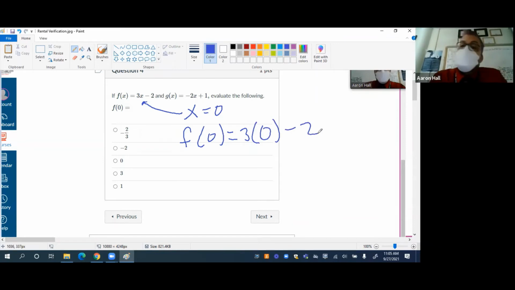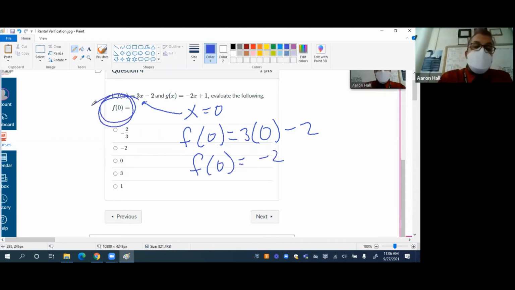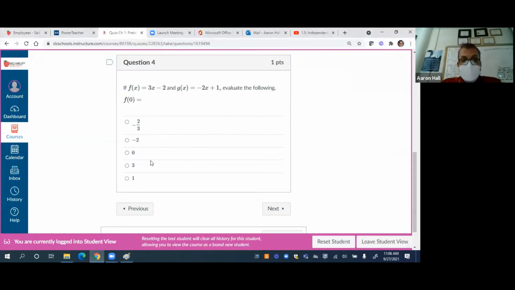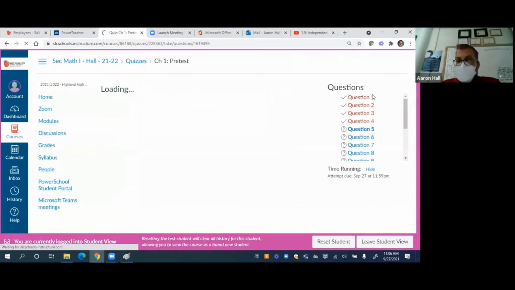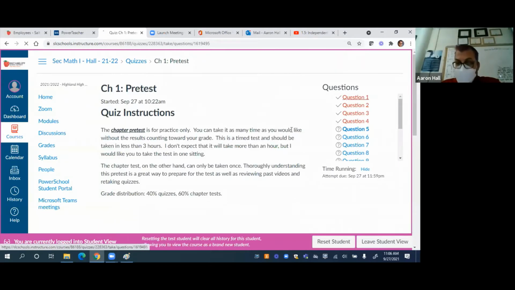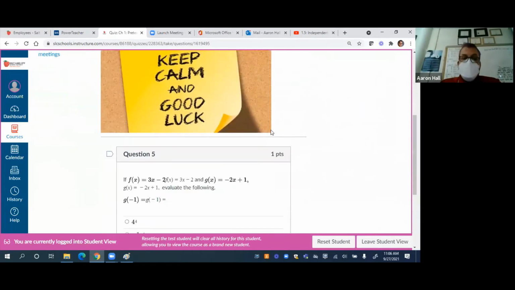Nice. So I have 3 times 0 minus 2, which is what? Negative 2. Yeah, so f of 0 equals negative 2. That's what f of 0 is. So we'll just go ahead and mark that here, -2. Number 4 should be marked off on our list now of things that we had to do. All right, number 5.